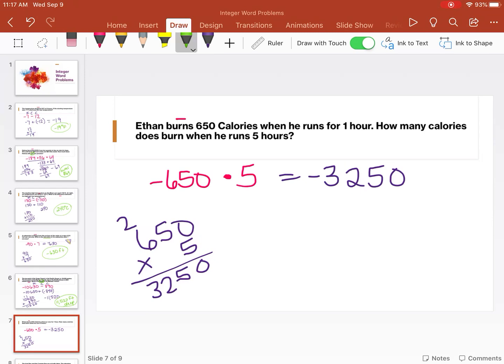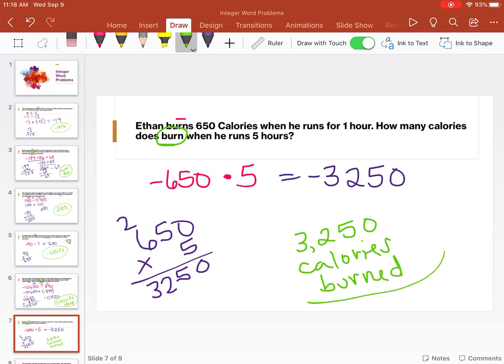It's asking me how many calories does he burn? Burn, again, is already a negative word. If you said he burns negative calories, that means he's gaining them. That doesn't make sense. So I'm going to say positive 3,250 calories burned. That is key. Again, that word is the negative sign for us, so we do not write the negative sign.